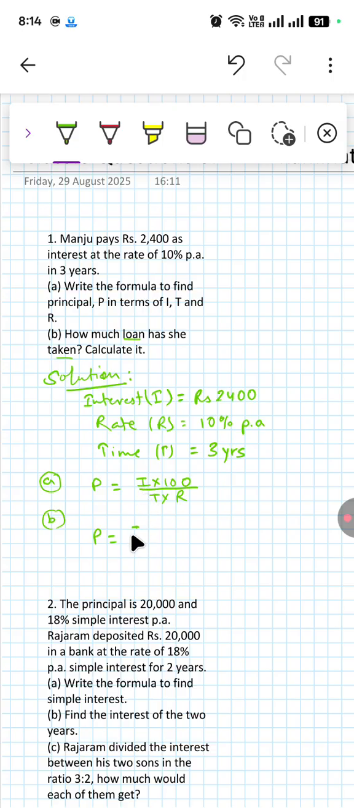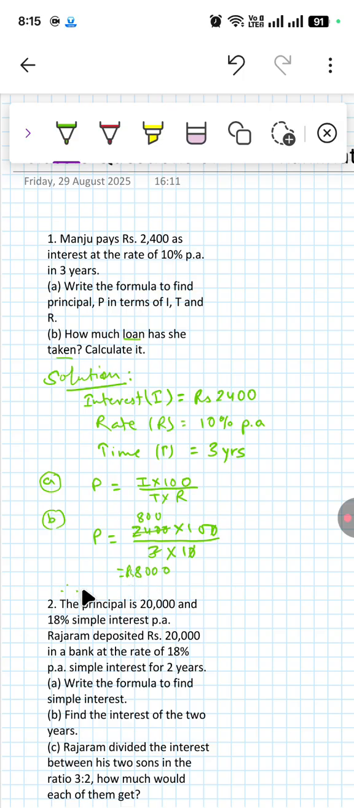So how much is the interest? Interest is 2400 multiply by 100 upon what is the time taken? To clear the loan, 3 years, and the rate is 10%. Now you can reduce it to get the loan amount. 0 and 0 can be reduced. 3 8s are 24. So 800 into 10, that is equal to 8000. That is in unit of rupees.